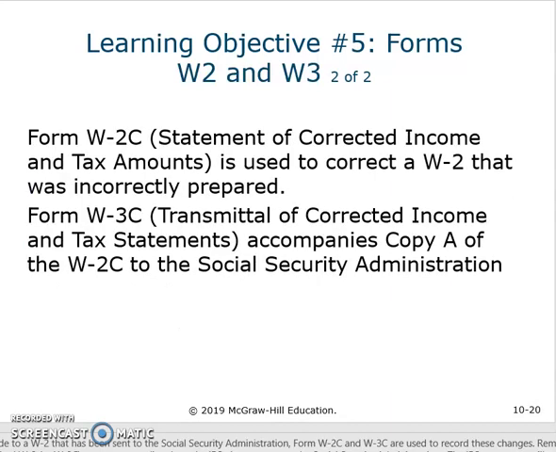If there is a W-2 that was incorrectly prepared, then a Form W-2C, a statement of corrected income and tax amounts, would be prepared to fix that W-2. In addition to that, there would need to be a W-3C, a transmittal of corrected income and tax statements that is sent to the Social Security Administration.